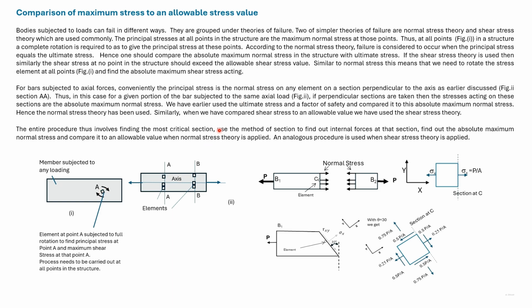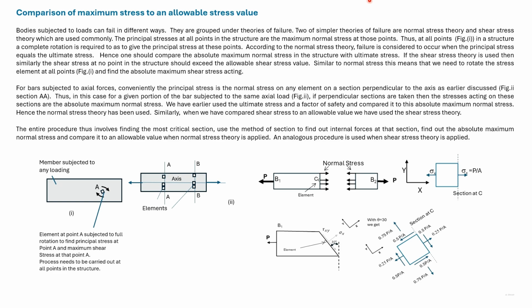As the element at point A rotates, we can also find the variation of shear stress. After a full rotation, we can find the maximum shear stress acting. Similarly, we can consider all the points and like previously, we can find out the absolute maximum shear stress that acts in the member. We can then compare the absolute maximum shear stress to an allowable shear stress. This is shear stress theory.